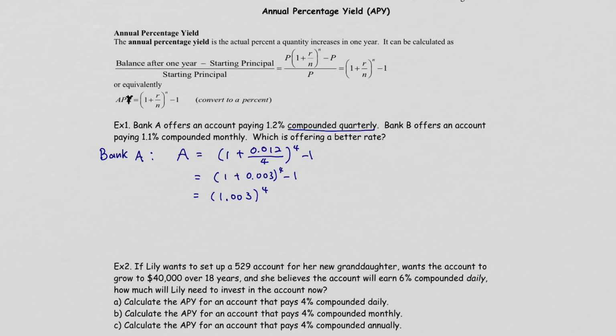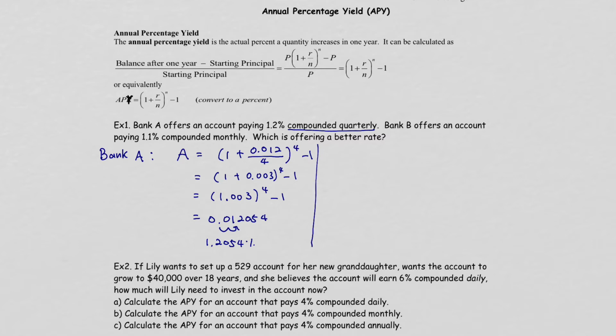So using your calculator, 1.003 to the power of 4 minus 1 is what you're doing. And then you will get something close to 0.012054. And if you want to change that into a percent, move the decimal 2 places to the right, so it will be 1.2054%. So that will be the Bank A option, right?